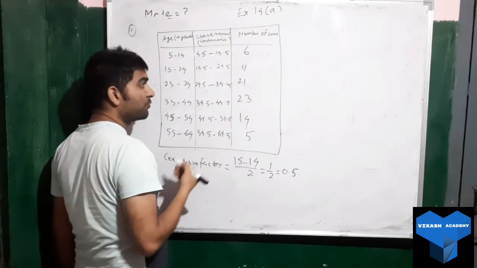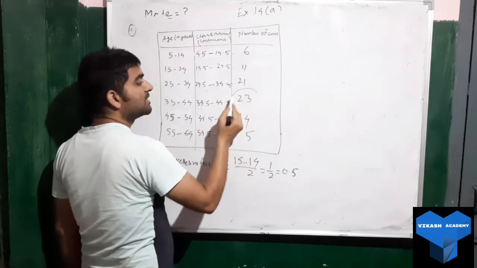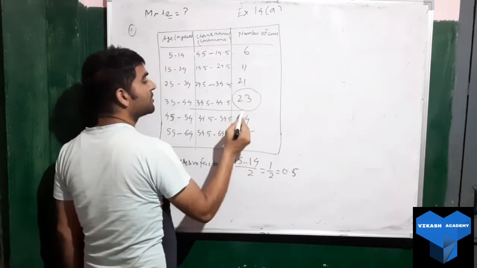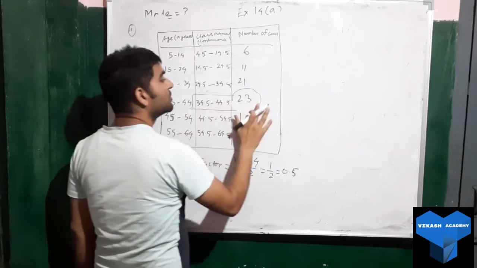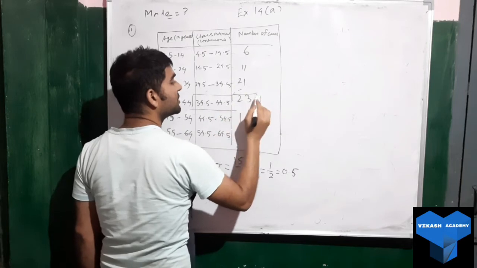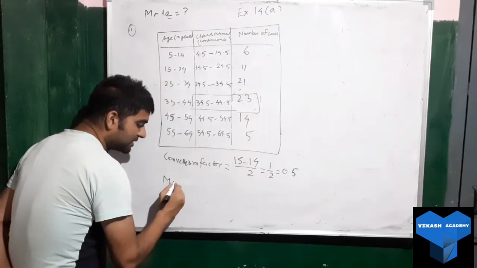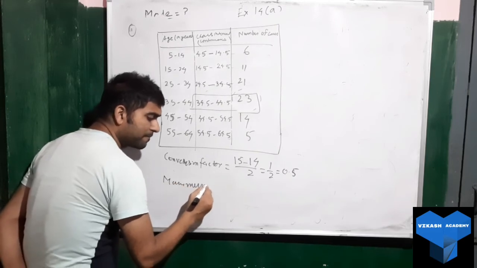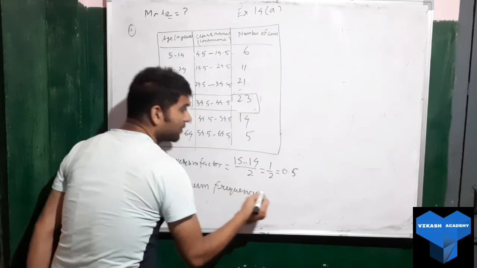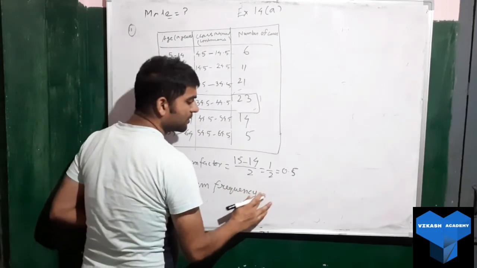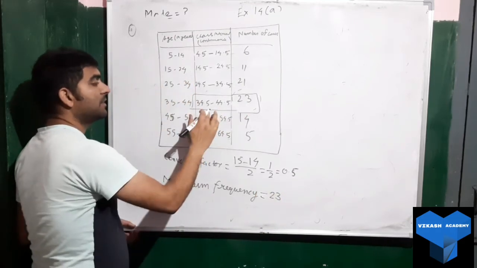Next, what is the step? We have to look for the maximum frequency. What is the maximum frequency here? Which one is maximum? 23, corresponding to the continuous class interval, right? This one, yes or no? Don't round it. If you are interested, you can make one box here and write: maximum frequency is equal to 23, corresponding to the class interval, this one.